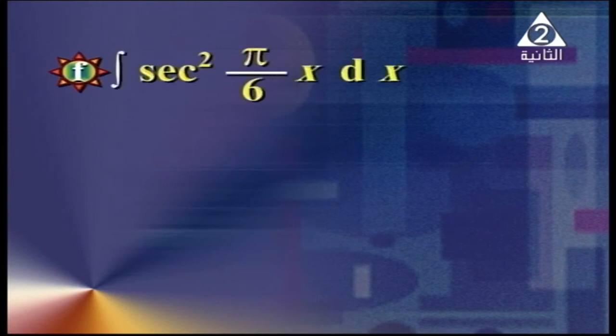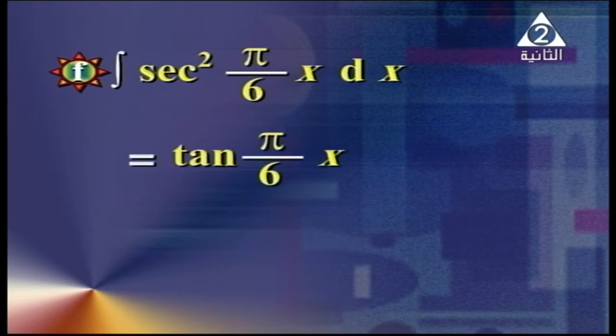Number F, what is the integration of sec square pi over 6x dx? In this case, not a constant, but pi over 6 is a constant, and it is tan of pi over 6 x times 6 over pi. Why?